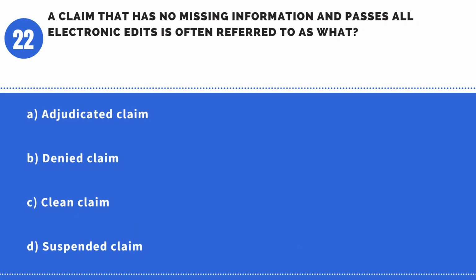Question 22. A claim that has no missing information and passes all electronic edits is often referred to as what? A. Adjudicated claim. B. Denied claim. C. Clean claim. D. Suspended claim.